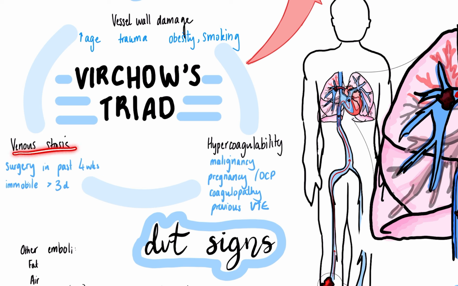Things that contribute to venous stasis can include having surgery in the past 4 weeks and being immobile for more than 3 days. Hypercoagulability can be contributed to by malignancy, so if you have cancer, your blood is more coagulable. If you're pregnant or on the pill, because estrogen contributes to coagulability. If you have a coagulopathy, so a genetic mutation in one of your antithrombin proteins, or an excess of your thrombotic proteins. And if you've had a previous history of venous thromboembolisms.